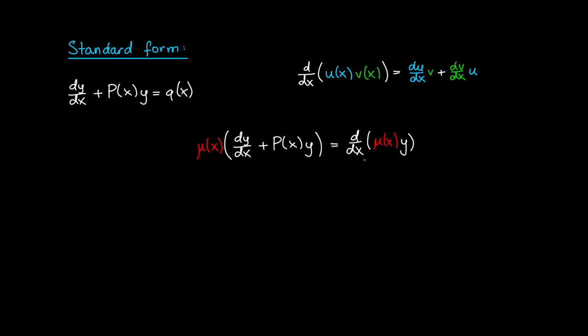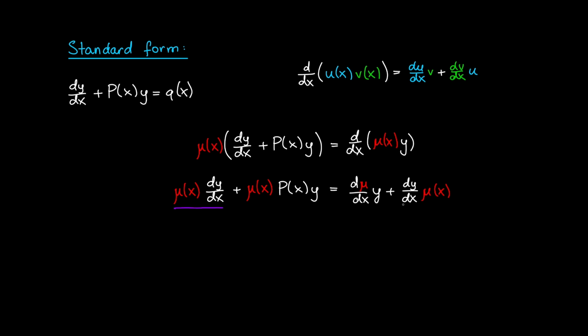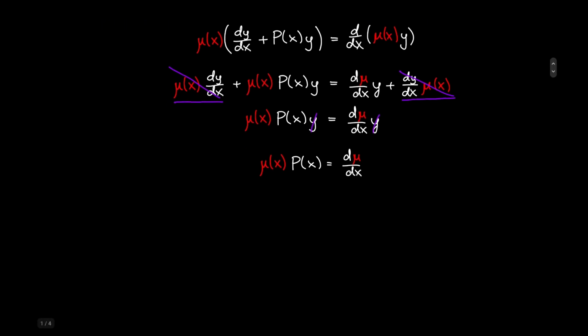Now let's apply the product rule for the right-hand side and also open the parentheses on the left-hand side. As you can see, here on the left and here on the right, we have the same things. So that means we can simply cancel them out. We're left with just this, and y can also be cancelled out on both sides. And this just leaves mu of x times p of x equals d mu over dx.